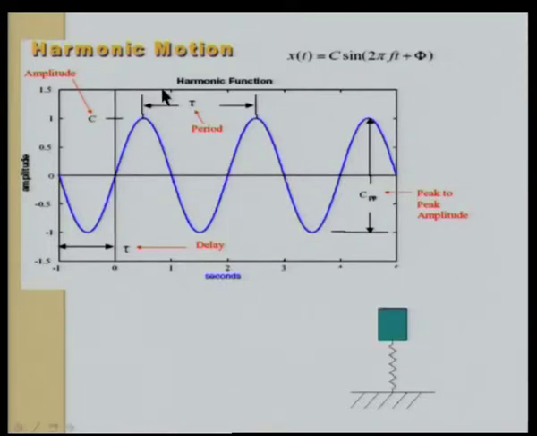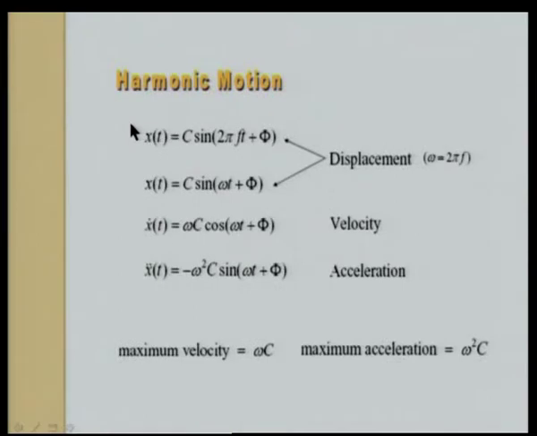So, it has a period T, it has a peak amplitude C, and it continuously keeps going. So, this is called simple harmonic motion. Most vibratory systems are characterized by the synthesis of many such simple harmonic motions. So, let us look at it.